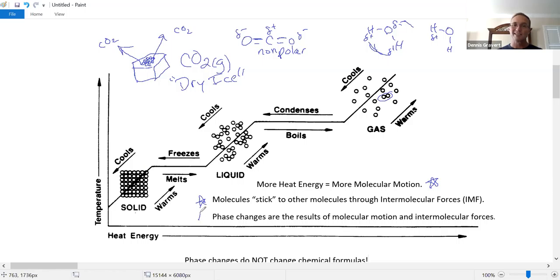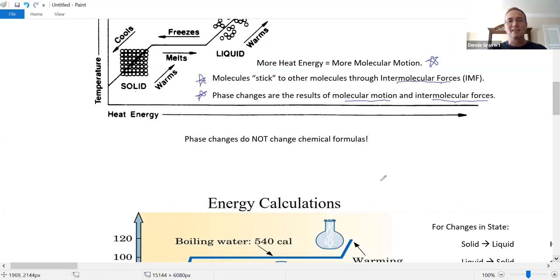So essentially, phase changes, solids changing to liquids, liquids changing to gases, or the reverse, are really just the result of this interplay of molecular motion versus intermolecular forces. Intermolecular forces is just a general term for how sticky these molecules are, how much they stick together, how strong the forces between molecules are that make them stick together. Cool. And then bottom line here, phase changes don't change the chemical formula, right?